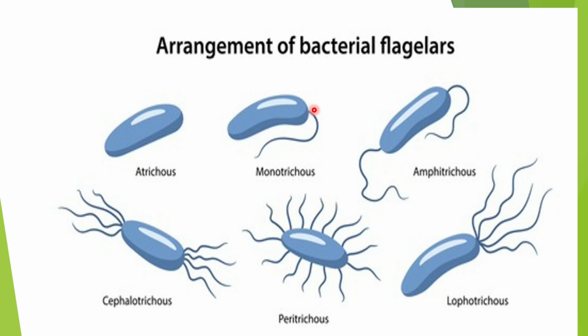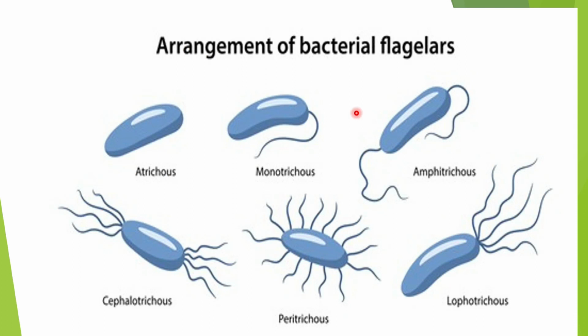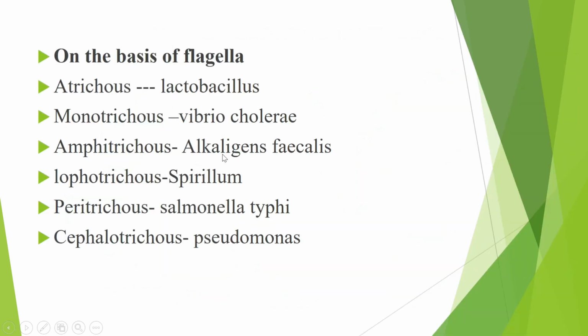Coming to monotrichous, a single polar flagellum is there, one flagellum at one end of the bacteria. An example is Vibrio cholerae. Amphitrichous bacteria contain a single flagellum on each of their two opposite ends. An example for amphitrichous is Alcaligenes faecalis.